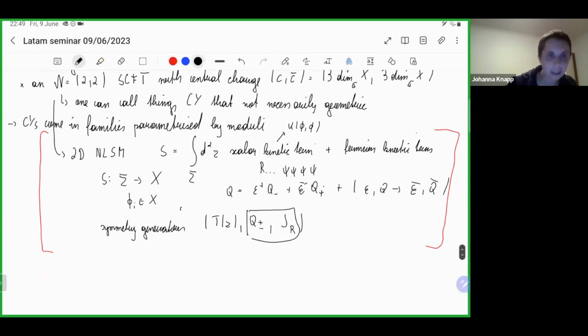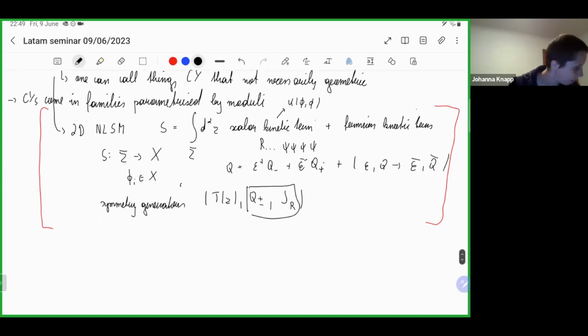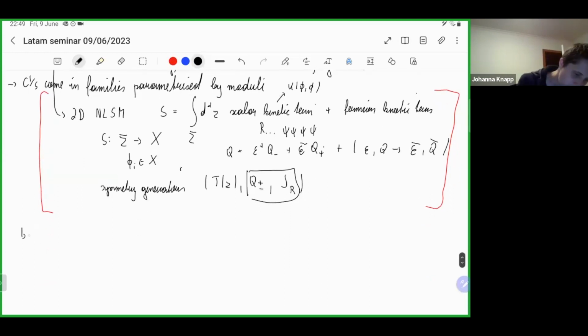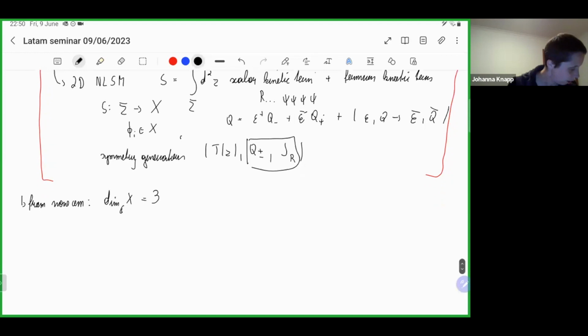And let's come back, and I just want to mention a few things about moduli of Calabi-Yaus before I move on to the actual field theory. So I will now assume that the complex dimension of the Calabi-Yaus is 3, which is what string theorists like to look at.